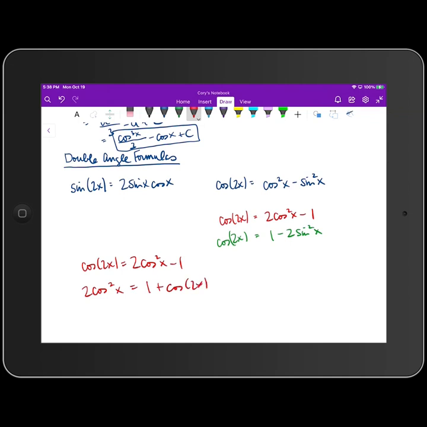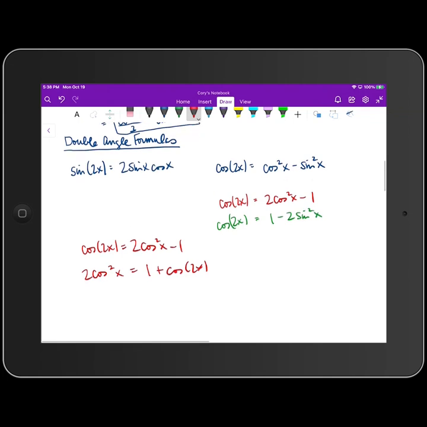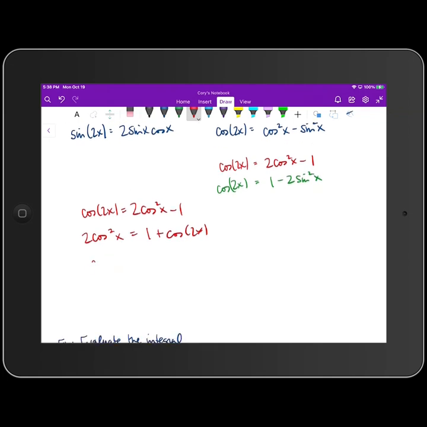And then when I isolate cosine squared, I'm going to multiply both sides by 1/2. So that's going to make cosine squared equal to 1/2 times the quantity, 1 plus the cosine of 2x. Okay, so that's our first equation that we're going to need to know for this section.